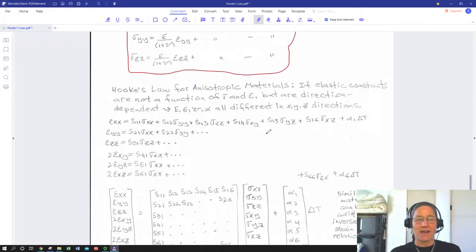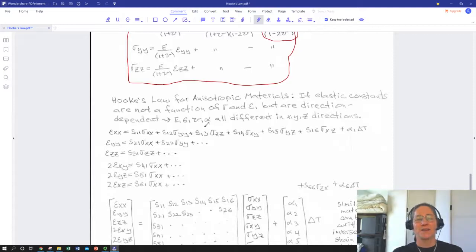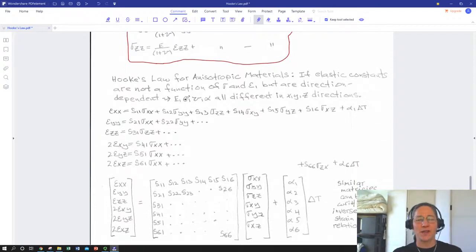Okay. I warned you that anisotropic materials have a lot more constants, so basically you can have a different modulus and Poisson's ratio for every different combination of directions. This just gives you an idea of what Hooke's law looks like if you indeed have a completely anisotropic material. So all of your elastic constants effectively have a different version for all three directions.